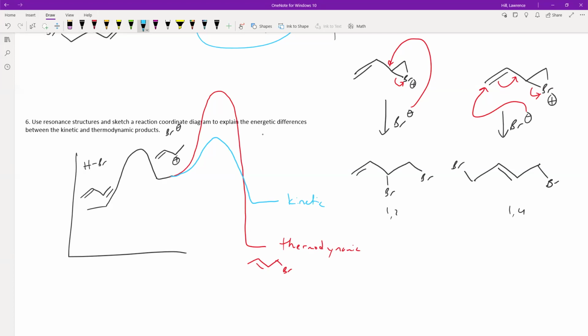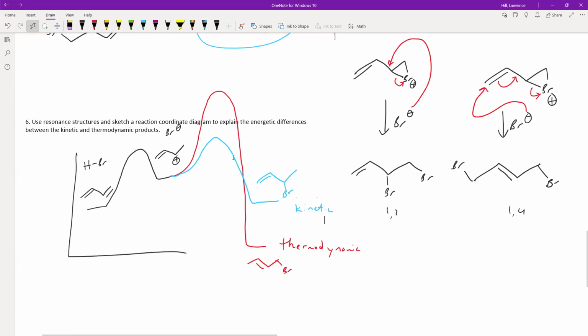The kinetic product in this case, where am I? I'm looking for blue. There we go. The kinetic product in this case looks like this. So 1,2 addition versus 1,4 addition. Okay, explain the energetic differences between the kinetic and thermodynamic products. So this is actually a little tricky.